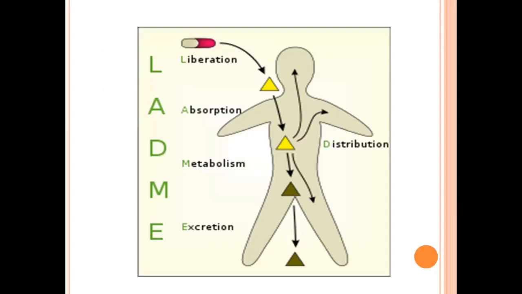So here you can see the image of pharmacokinetics. Once the person takes the drug, the drug will be liberated, that is, it will be coming out from its formulation into the body, and then it will get absorbed, metabolized, distributed, and excreted.